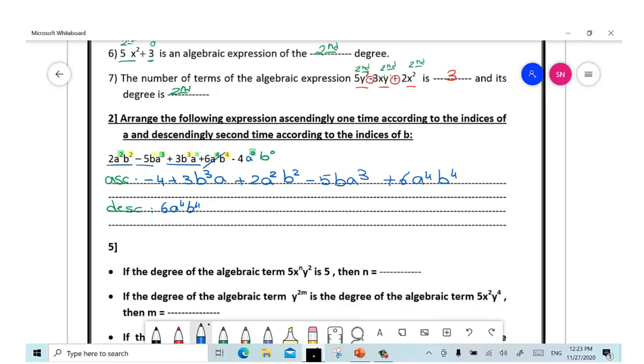And then let's go for the second one. The second greatest power for b is 3, b to the power of 3, a to the power of 1. So it's plus 3, b to the power of 3, a, and after it I have b to the power of 2. And since there is no operation before 2a squared b squared, it's plus 2a to the power of 2, b to the power of 2. And the next one I'm going to have is minus 5b a to the power of 3, and the last one is negative 4.